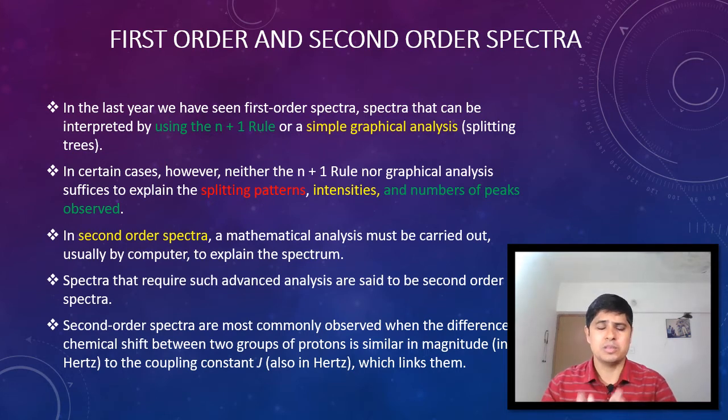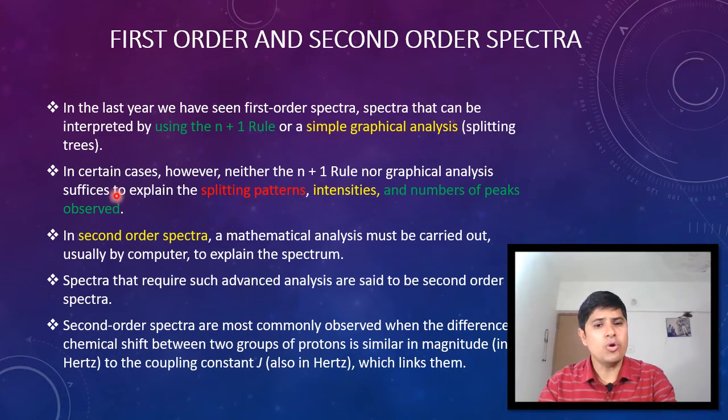The spectrum which obeys this n plus 1 rule in its splitting pattern, such types of spectra are called first order spectra. That first order spectra can also be interpreted by using simple graphical analysis, sometimes called splitting trees or tree diagrams.